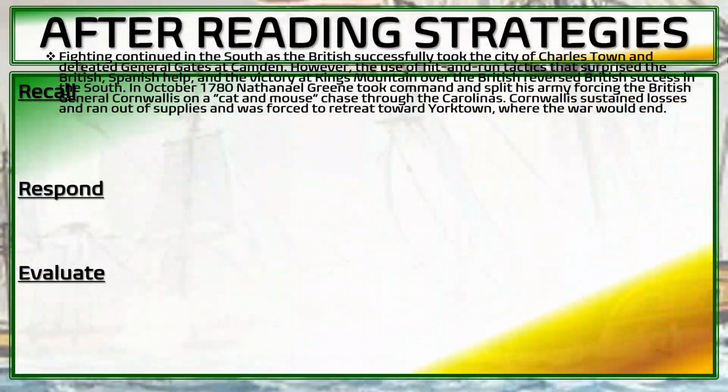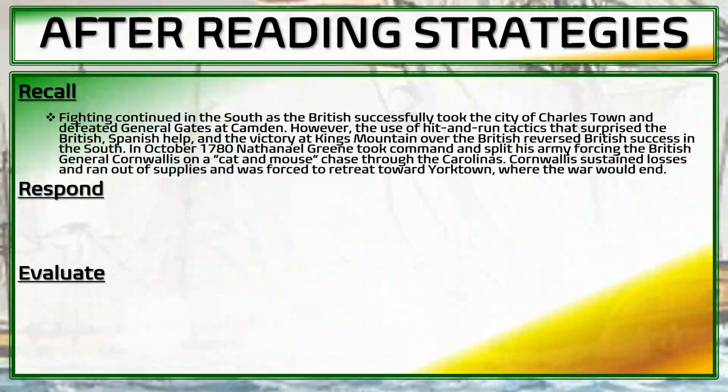Say, we're good. We reached the end. Let's do our recall. Fighting continued in the South as the British successfully took the city of Charlestown and defeated General Gates at Camden. However, the use of hit-and-run tactics that surprised the British, Spanish help, and the victory at Kings Mountain over the British reversed British successes in the South. In October 1780, Nathaniel Greene took command and split his army, forcing the British General Cornwallis on a cat-and-mouse chase through the Carolinas. Cornwallis sustained losses and ran out of supplies and was forced to retreat toward Yorktown, where the war would end.